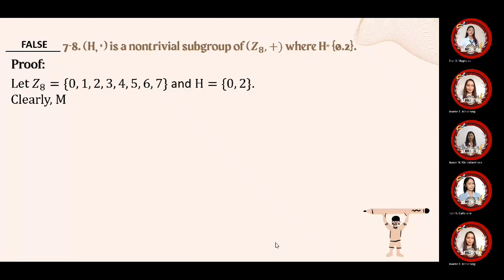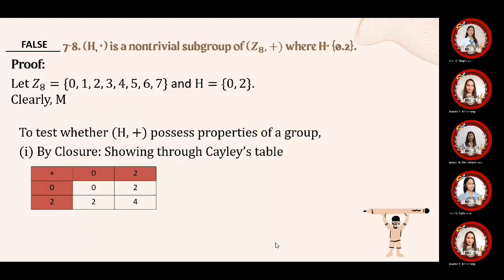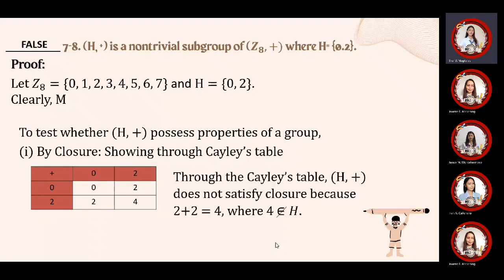So clearly, to test whether H under usual addition possesses the properties of a group, we will test the closure, showing it through Cayley's table. So this is the Cayley's table. Through the Cayley's table, the set H under usual addition does not satisfy closure because 2 plus 2 is equal to 4, where 4 is not an element of H.